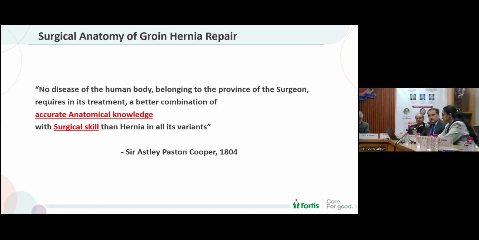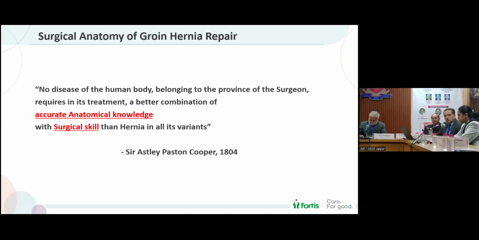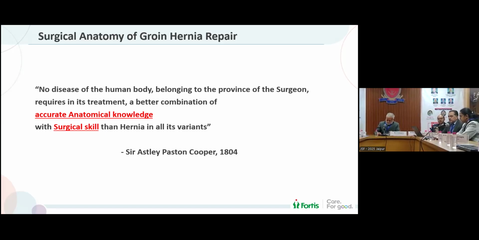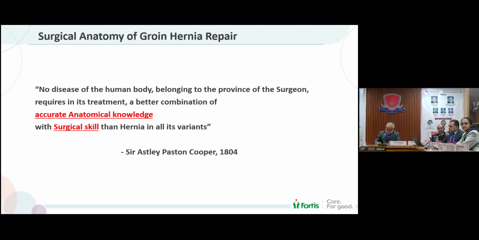No disease of the human body belonging to the province of the surgeon requires in its treatment a better combination of accurate anatomical knowledge with surgical skill than hernia in all its variants. It was said by Dr. Cooper two centuries ago. That is still relevant today, not only in hernia, in all kinds of surgery.